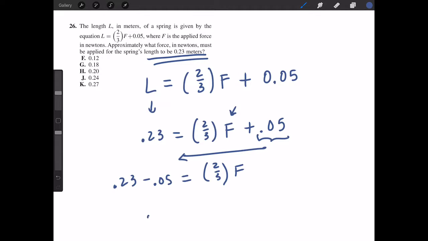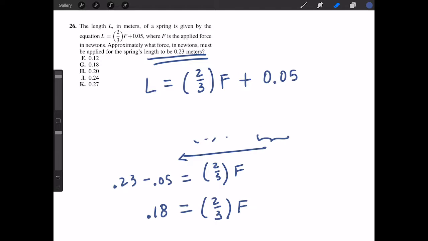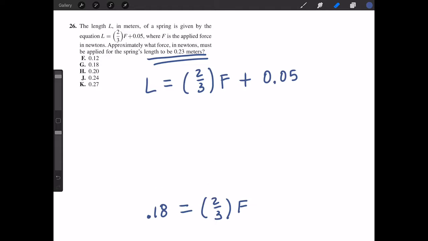So 0.23 minus 0.05 is equal to 0.18. 0.18 is equal to 2/3 times F, the force. At this point, what you want to do is solve for F.